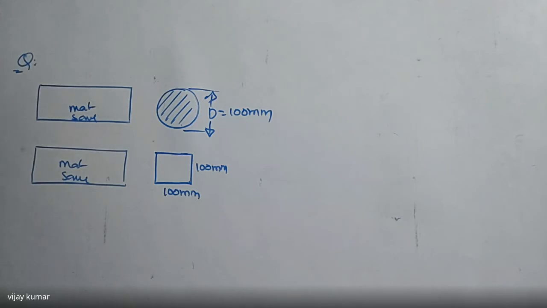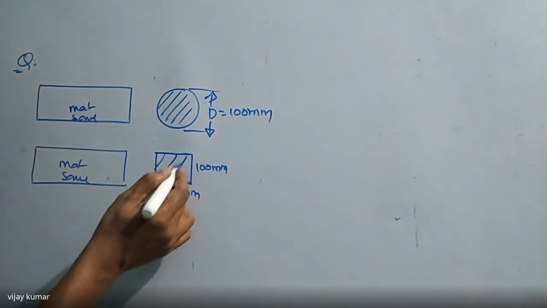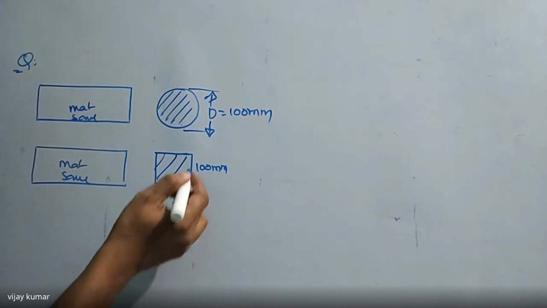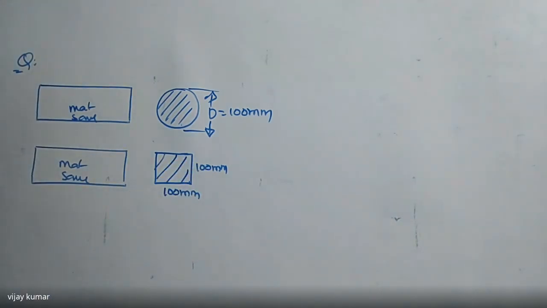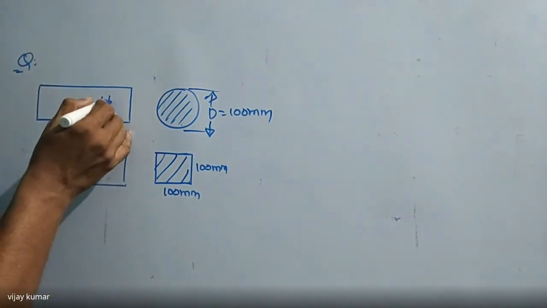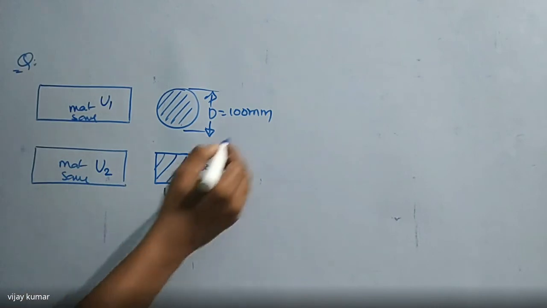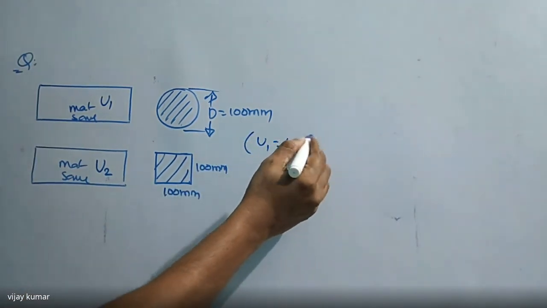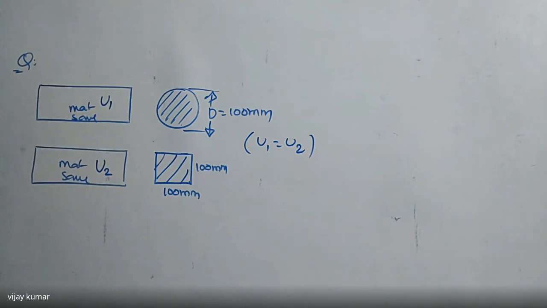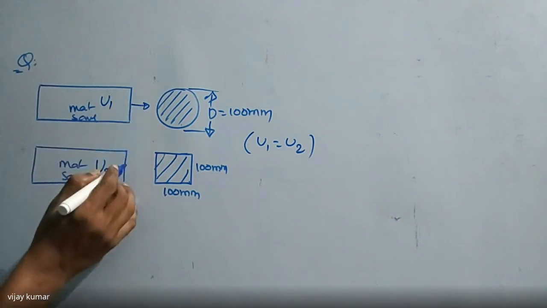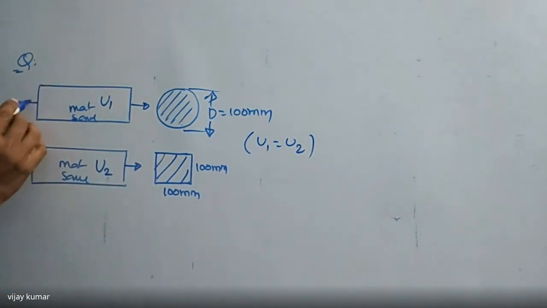So this is the material which has a square section with side 100 mm into 100 mm. They observed the same amount of strain energy. The strain energy in bar 1 is U1 and in bar 2 is U2, so U1 is equal to U2. The axial force is the same in both. Then find the ratio of the stresses in the bars.